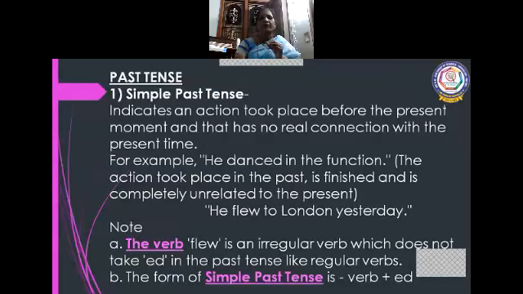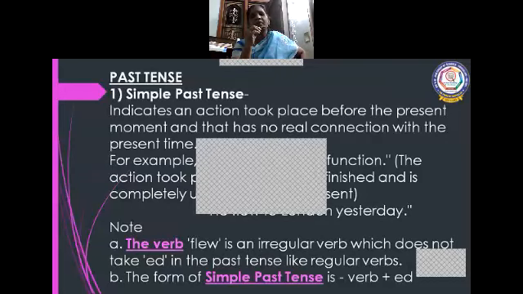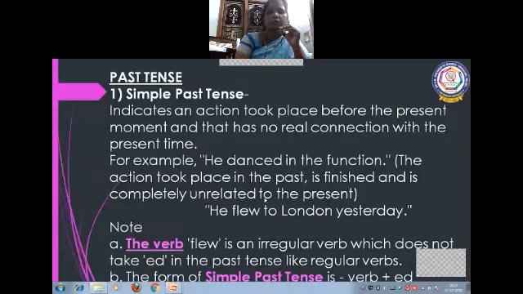The form of simple past tense is verb plus ed. So the verb flew is an irregular verb which does not take ed in the past tense like a regular verb. Okay, the form of the simple past tense is verb plus ed.